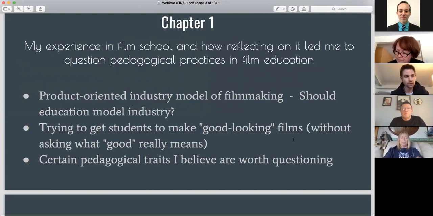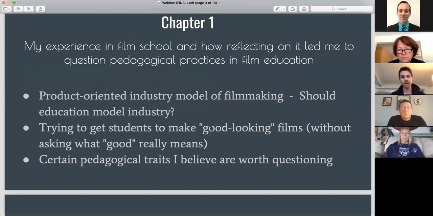And also related to certain pedagogical traits that I believe are worth questioning, and how I think a lot of these things are related to a fear found among not only arts educators or filmmaking educators, but educators in general, where they feel, and this is true with myself as well, that there's this pressure to get their students to produce films or products that look somewhat good, that have a certain kind of quality without really knowing what quality means.